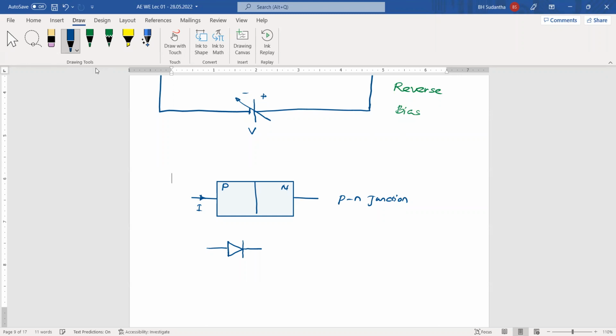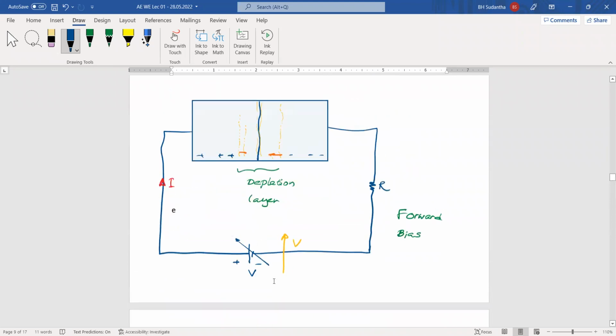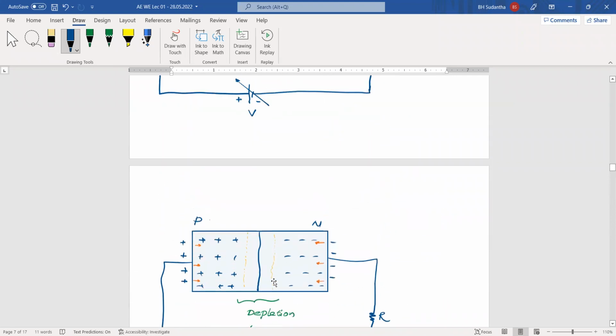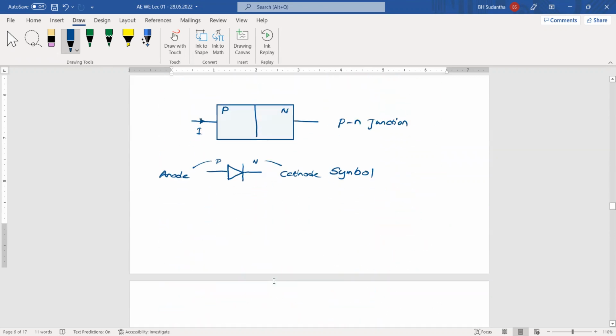And this is the structure, and this is the symbol for the PN junction. This is the P side, and this is the N side, and we don't say P side or N side. This is the anode terminal, and this is the cathode terminal. Hereafter we use this symbol; we don't draw this structure again and again. But if you want to describe it, then only we draw this one.